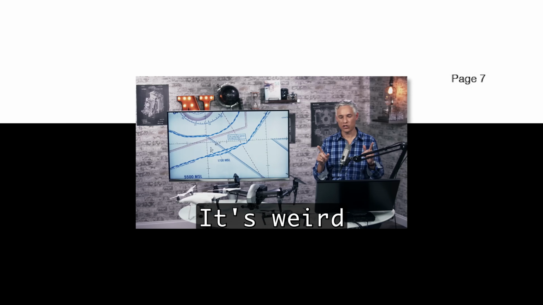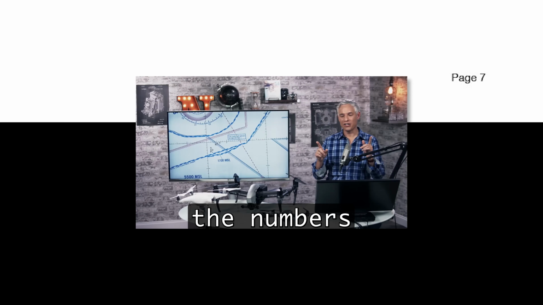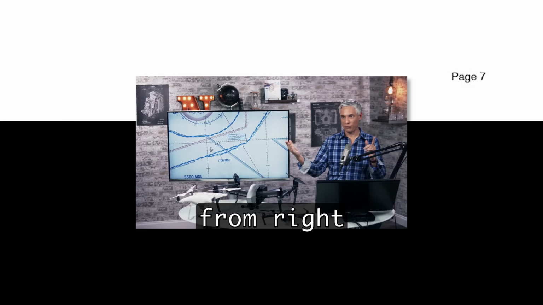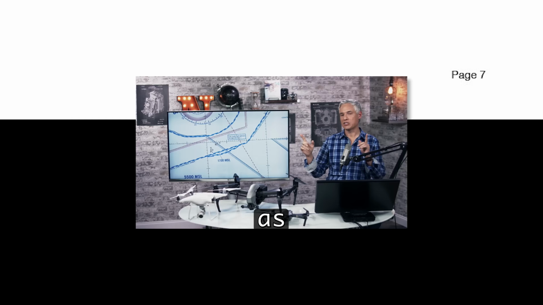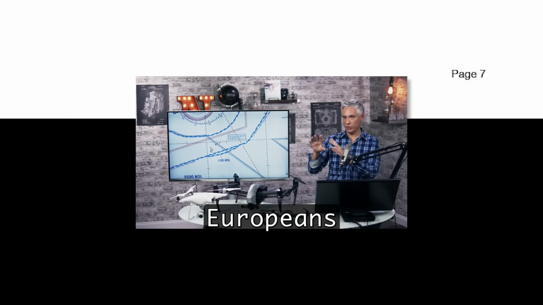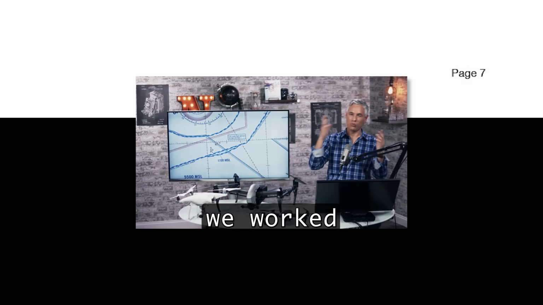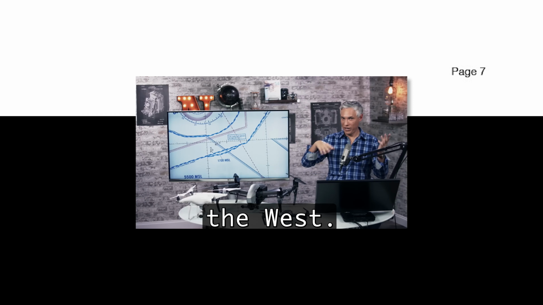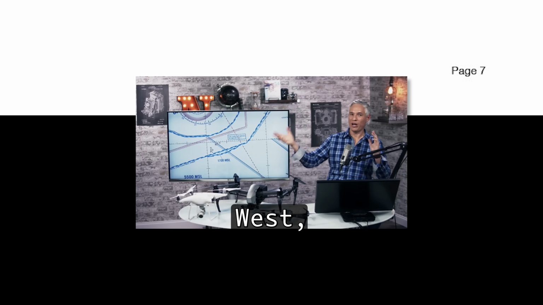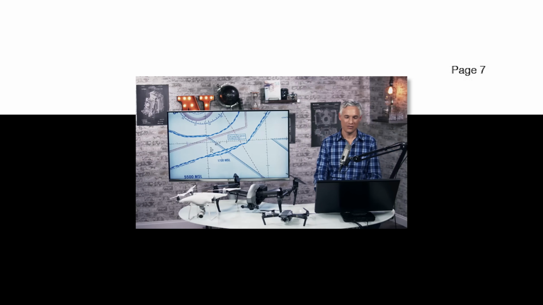You can think about it this way. It's weird that the numbers get higher from right to left instead of from left to right, since we read that way. But think of it as the United States was settled by the Europeans in the east, and then we worked our way west. Like the rest of the world might call the US the West. We're to the west, and stuff keeps getting higher as we go west because we count from the east.